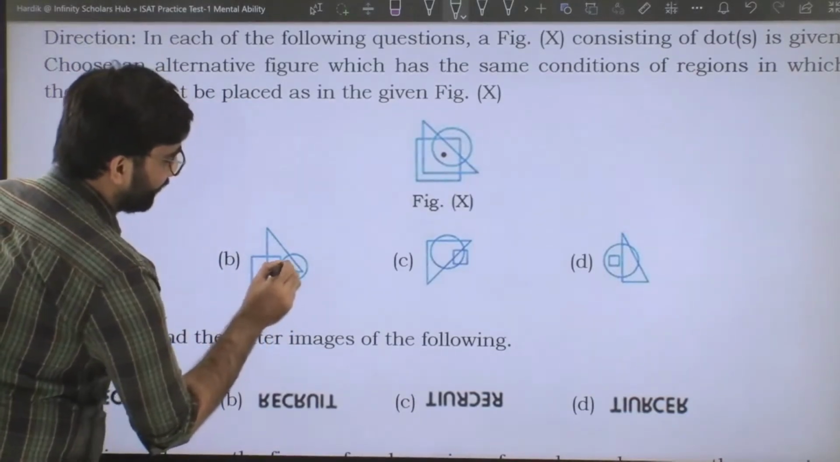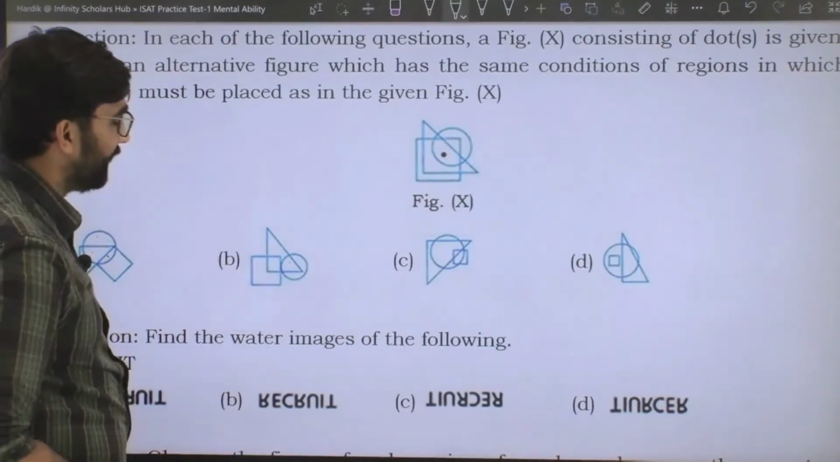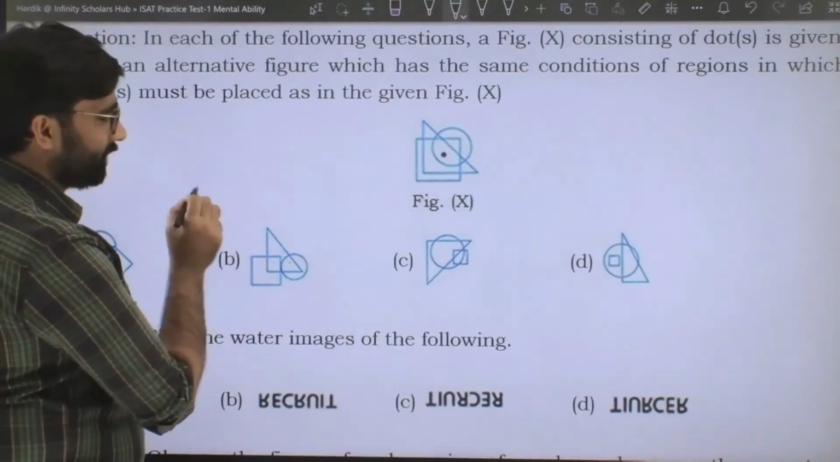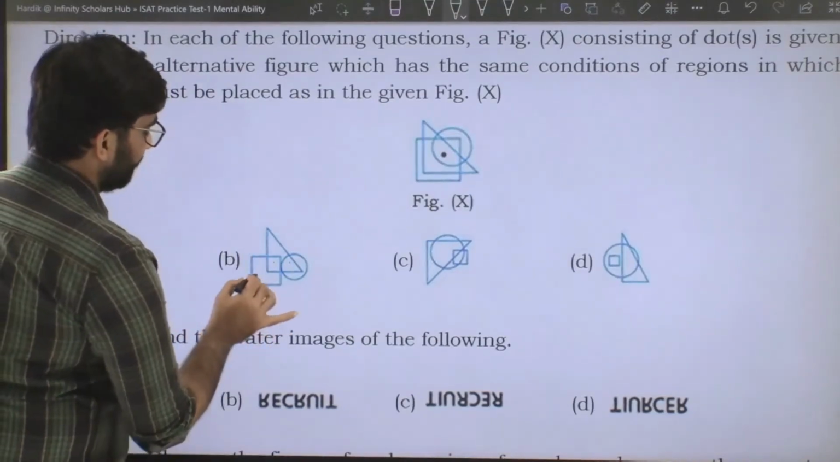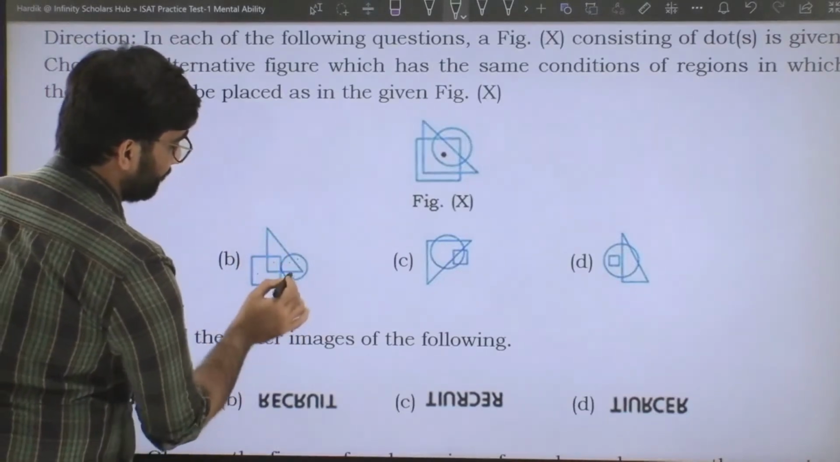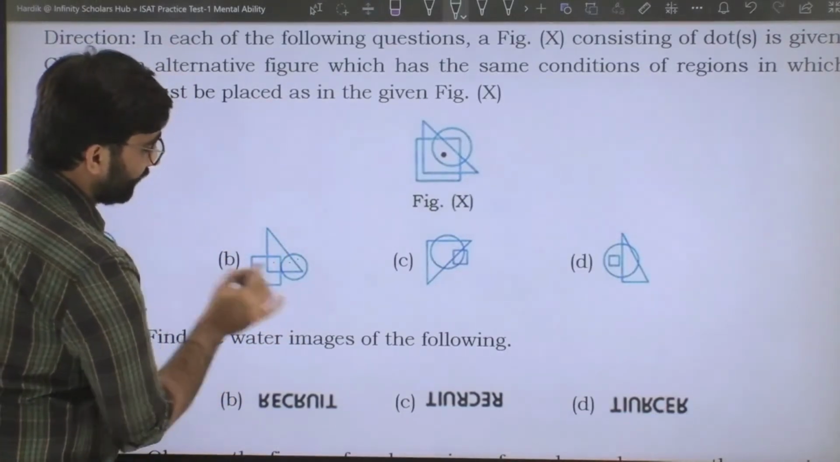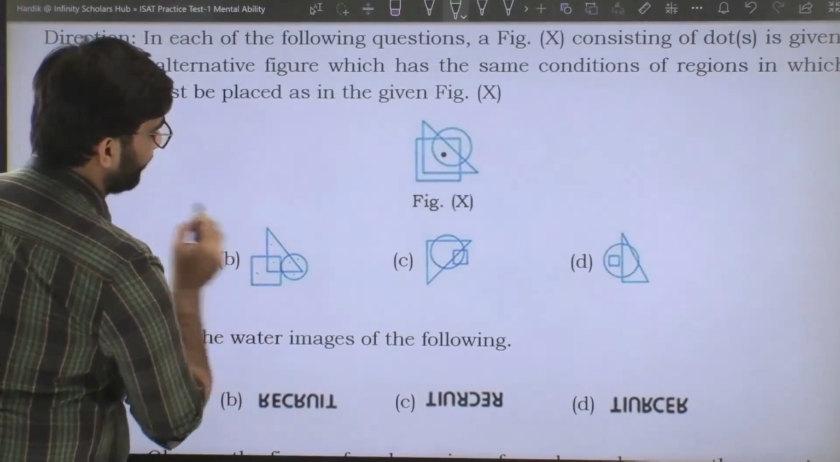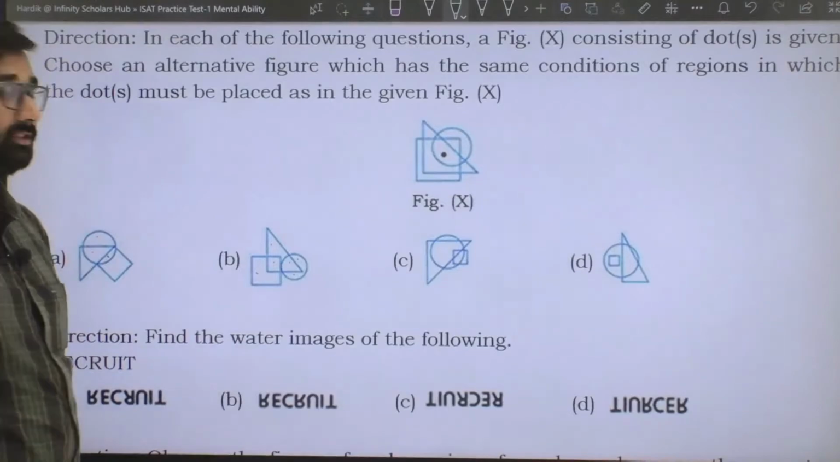Over here also, if I put the dot over here, it is common to circle and triangle. If I put the dot over here, the dot is common to circle, square and triangle. And if I put it over here, it is only in the circle. If I put it over here, it is only in the square. If I put it over here, it is only in the circle. Over here also, it is only in the circle. Over here, it is only in the triangle. So this is also not correct.